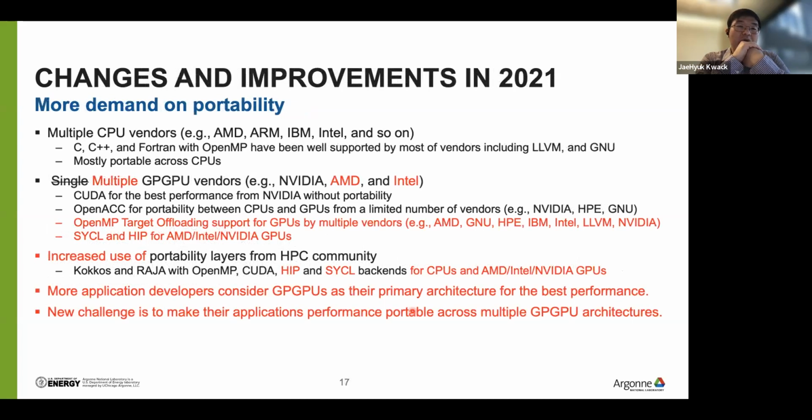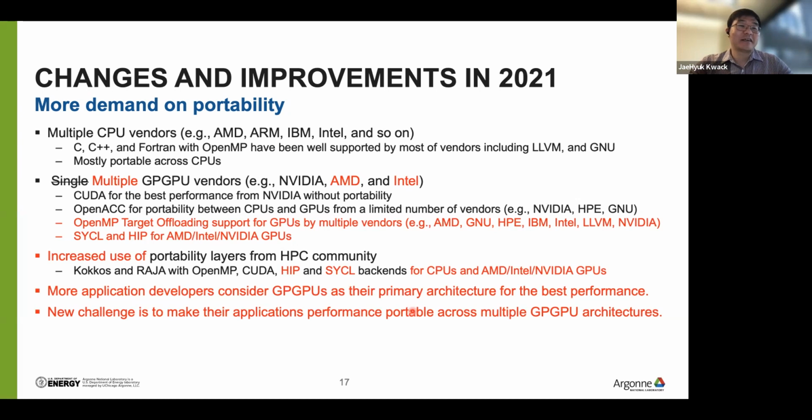Then in the 3 years since 2018, we see some changes and improvement, and now we see more demand for portability. On the CPU side, we are the same, right? We have multiple vendors, and we think the portability across CPUs is fine. On the GPU side, now we have multiple GPU vendors. In addition to NVIDIA, we have AMD and Intel. On the NVIDIA side, we still have CUDA with limited portability and OpenACC with limited vendor support. And now we have OpenMP target offloading support for GPUs by multiple vendors. This is an example of vendors who support the OpenMP target offloading model: AMD, GNU, HPE, IBM, Intel, LLVM, and NVIDIA.